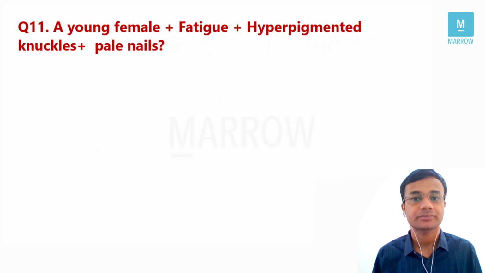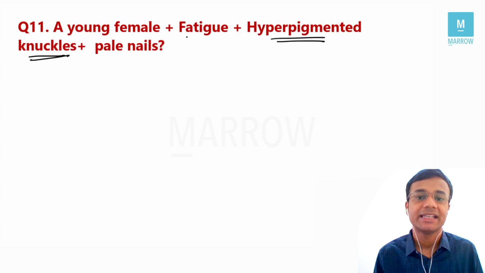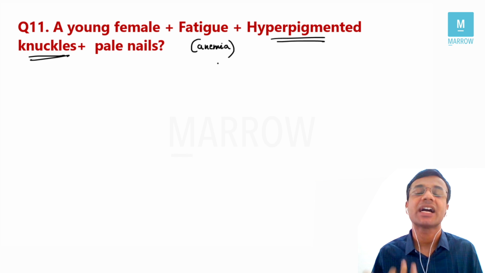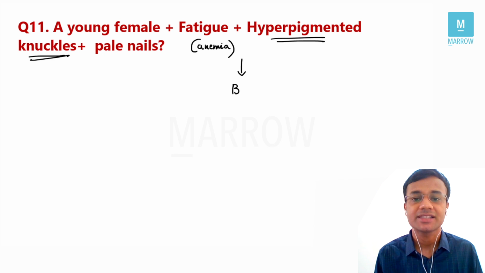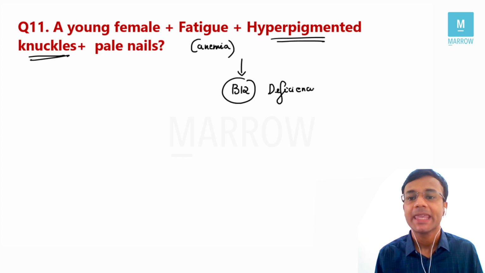Now another question which was asked in the exam, a young female presents with fatigue and hyperpigmented knuckles. So whenever there is hyperpigmented knuckles and there is fatigue, the examiner is talking about a patient with anemia having hyperpigmented knuckles, and this is a very characteristic feature of which nutritional dermatosis. So please understand, once again I want to tell you is nutritional dermatosis is very important, right? And the correct answer here is B12 deficiency. So in vitamin B12 deficiency, you're going to have anemia with hyperpigmented knuckles.